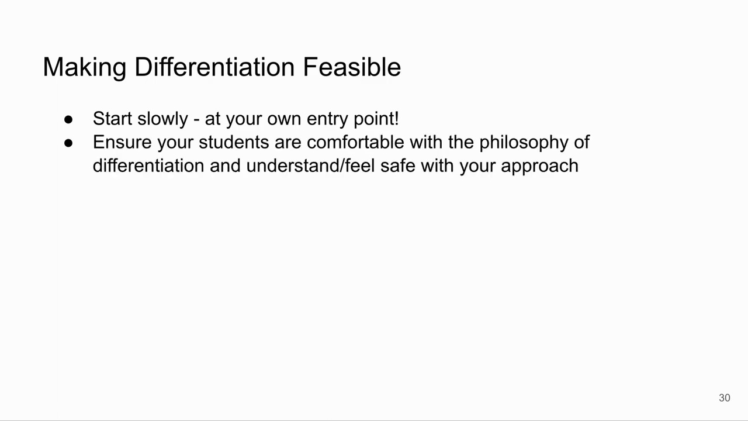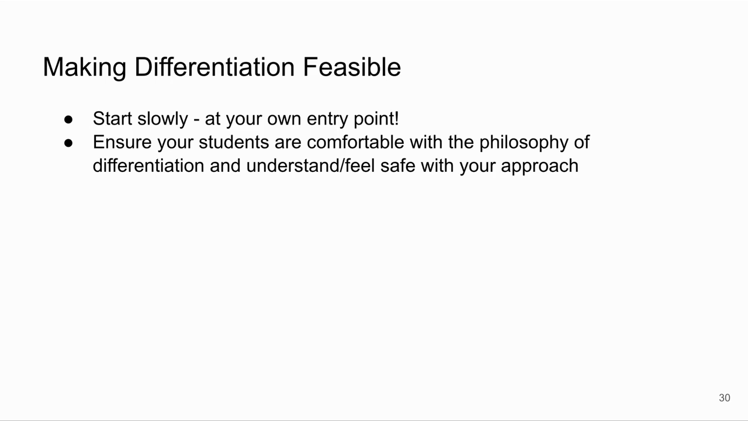Finally, and I hope we're all thinking a lot about this when we engage in some practice of these skills, let's talk about how to make this feasible. Here are a few tips. Number one, start slowly. If differentiating means two groups for you when you first start out, that is so much better than one group. It's a great place to start. Number two, make sure your students are comfortable with the philosophy of differentiation and they understand what you're doing and they feel safe with your approach.